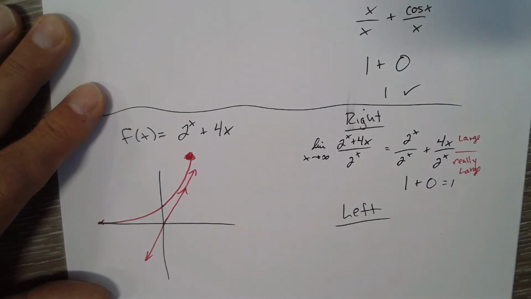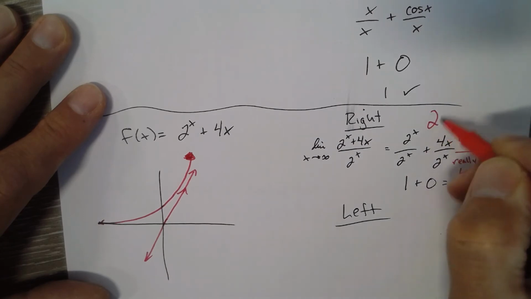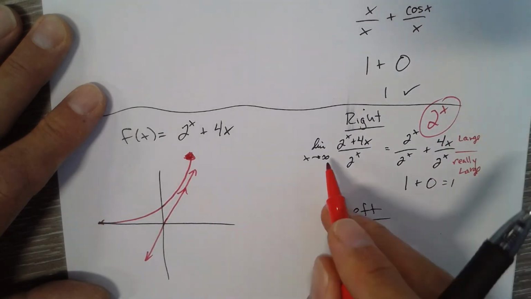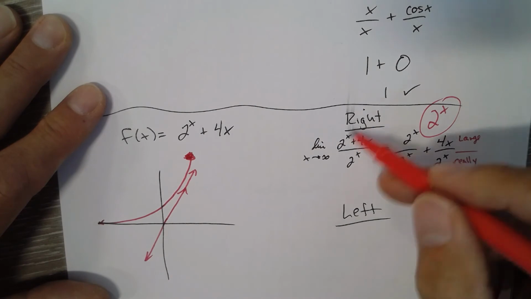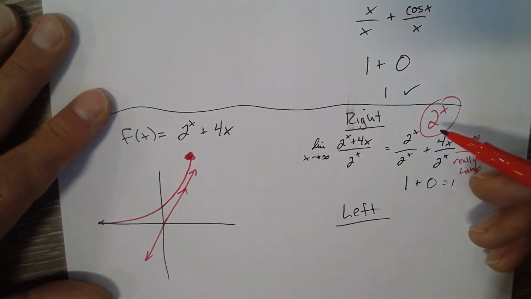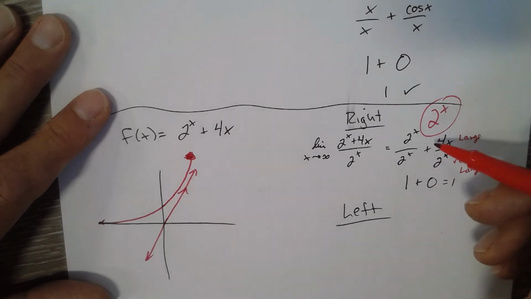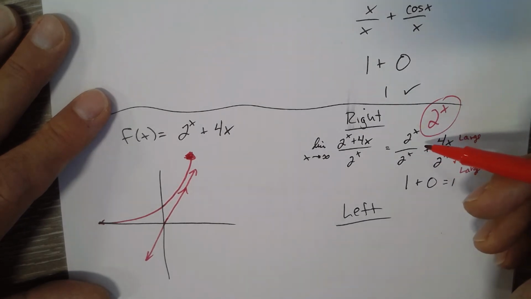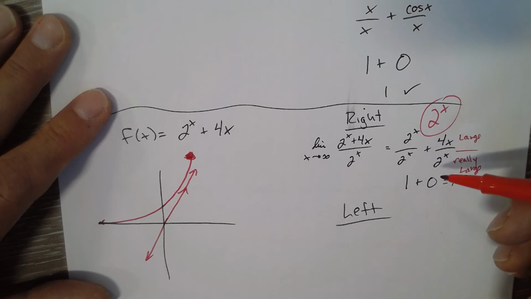So our right-end behavior model is 2 to the x, and we proved it using our limit. The ratio has to be 1 in order for it to work. Find out which one's more dominant, and if it's on top, it goes to infinity. If it's on the bottom, it goes to 0.